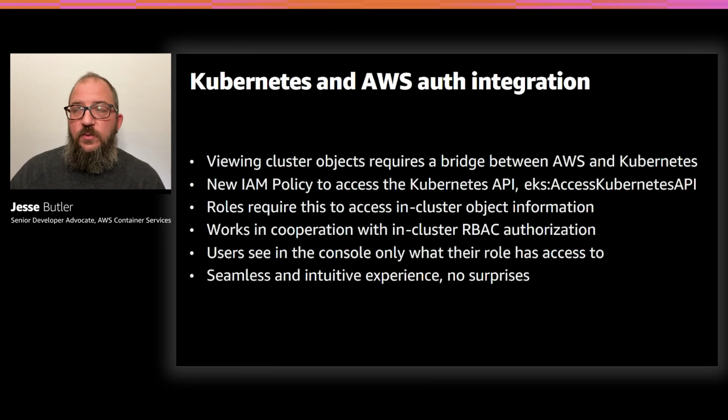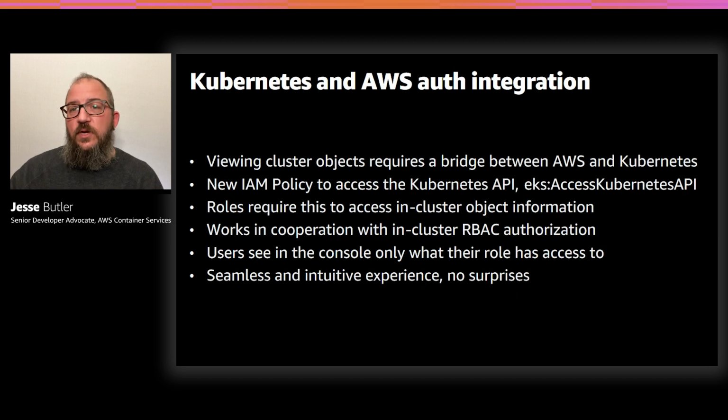So before we dig into actually looking at some of the workloads, I want to talk a little bit about how this works. So viewing cluster objects in the cluster from the console requires a new bridge between sort of AWS land and Kubernetes land. So there's a new IAM policy or permission to access the Kubernetes API, which is Access Kubernetes API. So that's sort of the glue that allows you in the console to access the API of your cluster. And so any roles in the cluster that are viewing the cluster are going to need that.